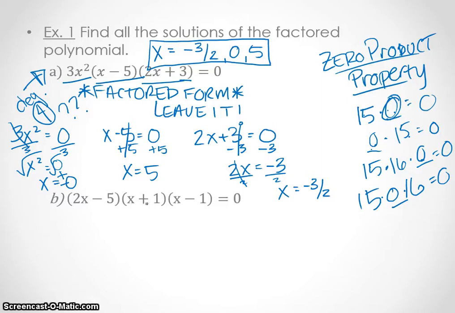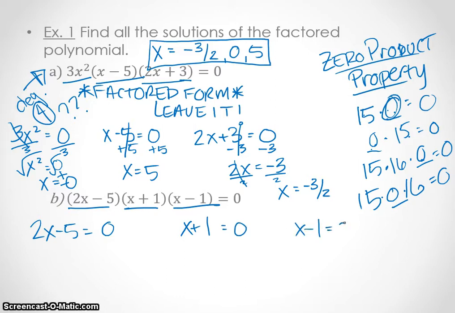It's already factored, so leave it like that. You're just going to break each piece. We have 3 different pieces here. So break them all apart. So we have 2x minus 5 equals 0, x plus 1 equals 0, and x minus 1 equals 0.